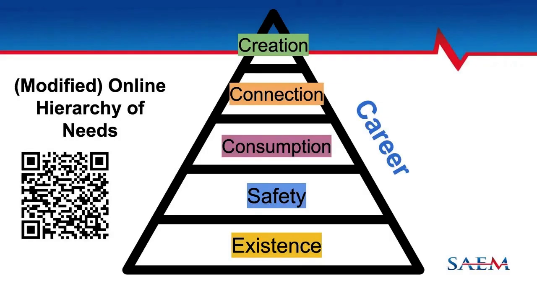Okay, so what's this pyramid about? This is what I call the modified online hierarchy of needs. This was published several years ago now as a way to break down the different components of social media. And it's one of those Maslowian pyramids where the idea is that the most fundamental and necessary components are on the bottom. And as you go up, you get to the so-called higher needs. Now, I've modified this in two minor ways.